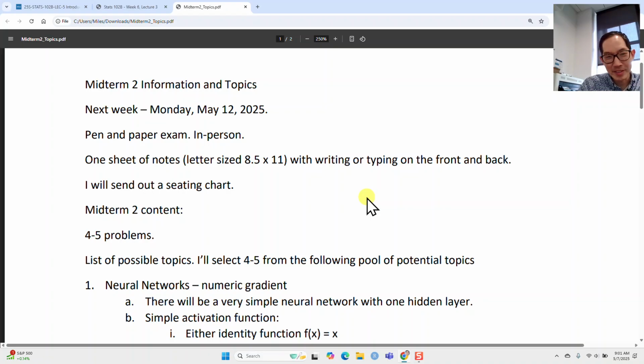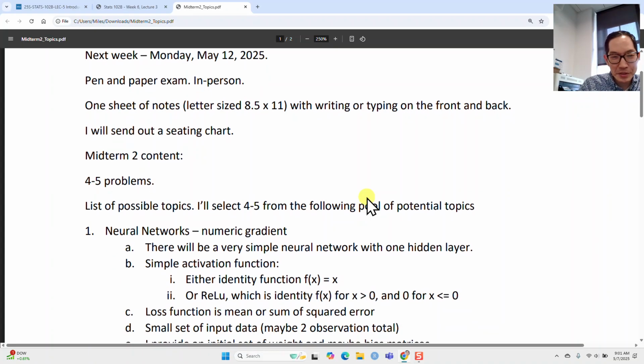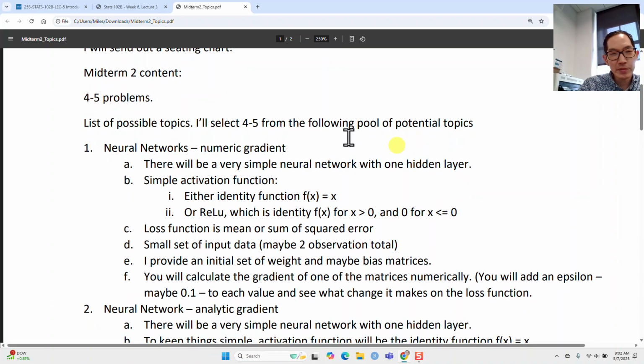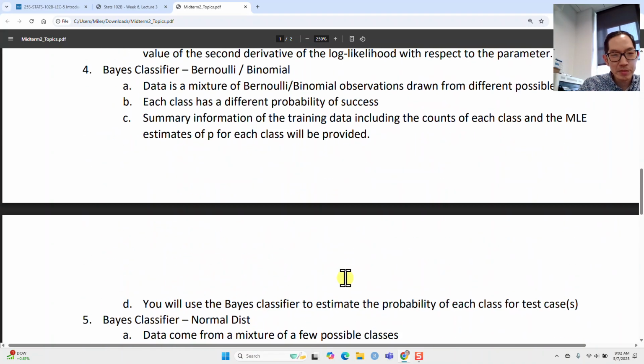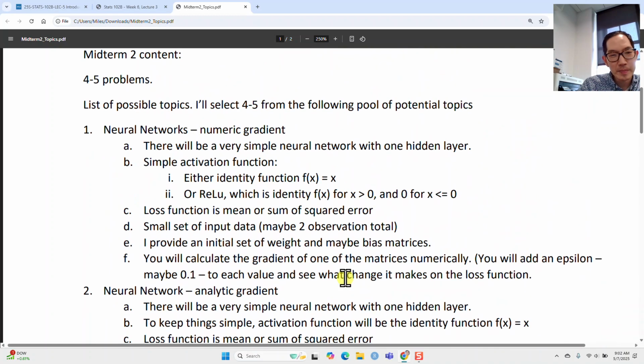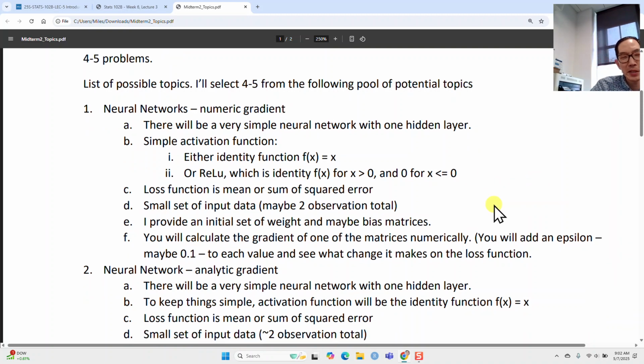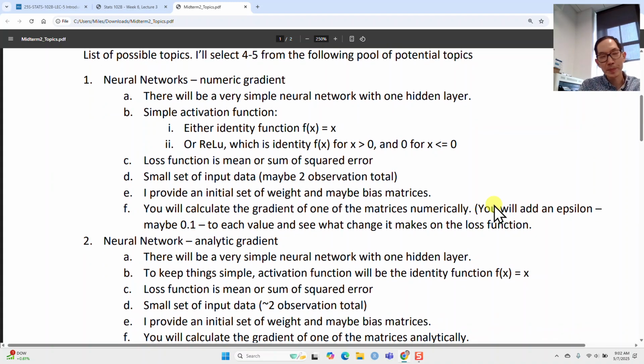All right, so this is what you can expect. I've listed about 6 of these things, and I think 6 is too much for 50 minutes, so I will select somewhere between 4 and 5 of these things. I'm not going to tell you which ones, but be prepared.